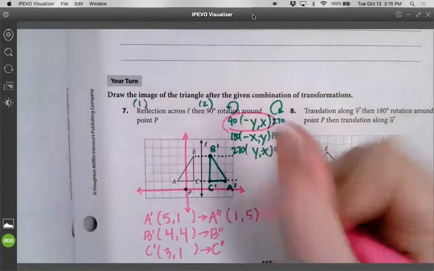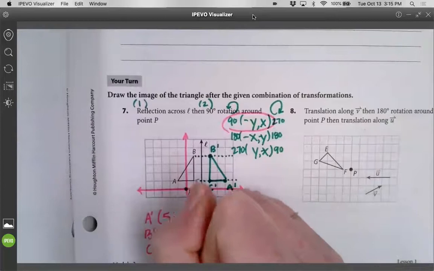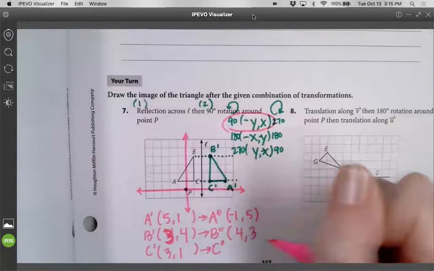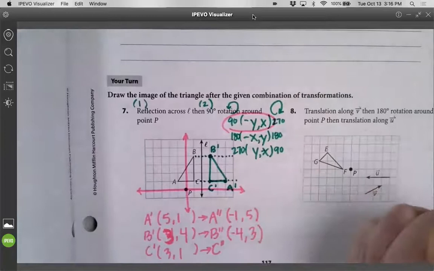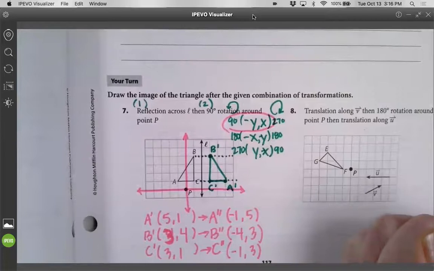Repeat. B is at 4. I don't think that's right. 1, 2, 3. Is it 3, 4? Glad I caught that. 3, 4 becomes 4, 3 because we switched the order. And then the new front number becomes negative. So now this is negative 4, 3. C prime was at 3, 1. So we're going to use 1, 3 and change the front number's sign. So now it's negative 1, 3. Our rotation is now performed. All we have to do is plot.